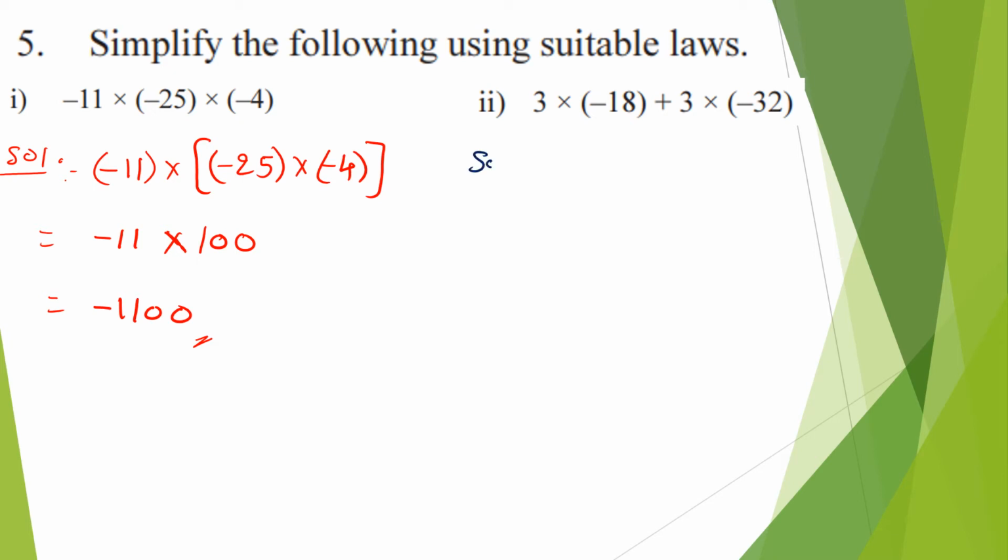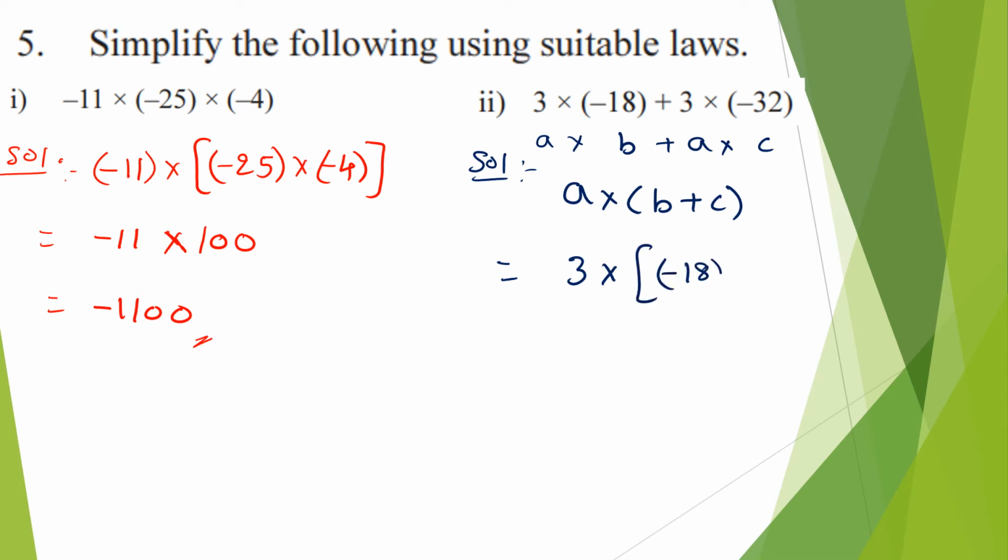Now let us see the second question, children. They have given 3 into -18 plus 3 into -32. By which property is it? That is the distributive property, right? This is like A into B plus A into C, so we should write it as A into B plus C. So 3 into -18 plus of -32.